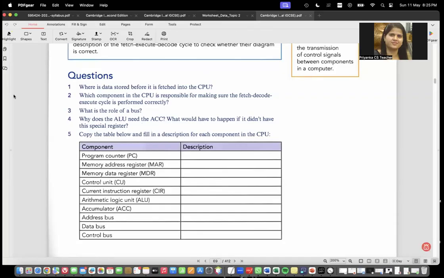Let's quickly discuss these important questions. Where is data stored before it is fetched into the CPU? RAM. Which component in the CPU is responsible for making sure that the fetch, decode, execute cycle is performed correctly? The control unit. What is the role of a bus? A bus is a communication system. It's a physical connection among various components of the computer. Physical connection means wires.